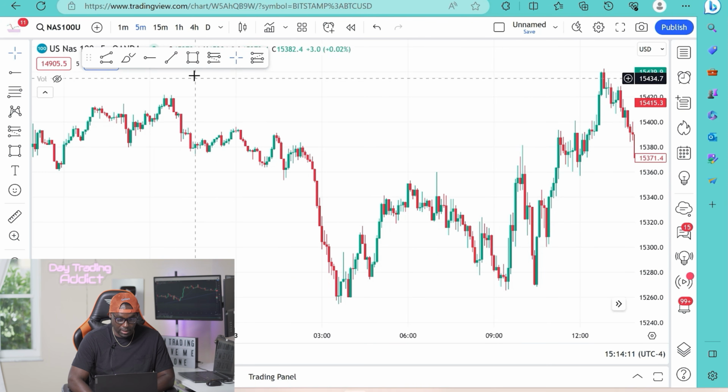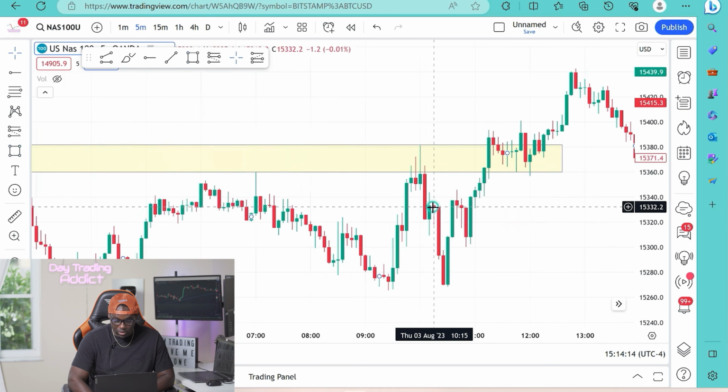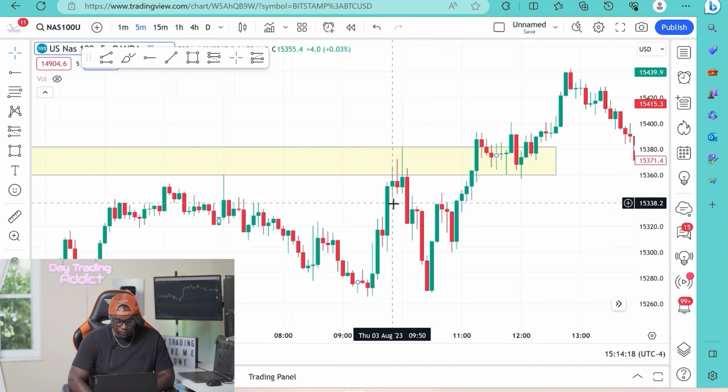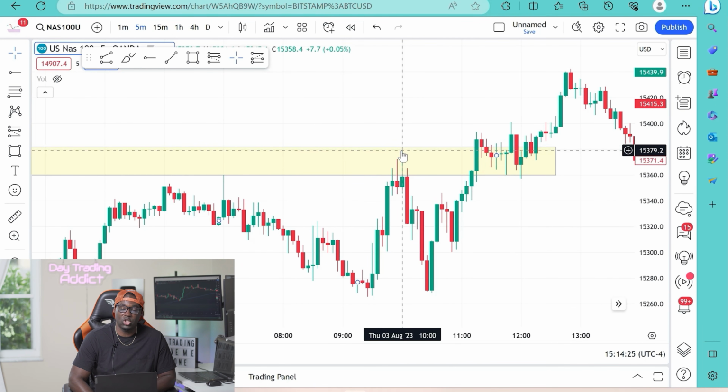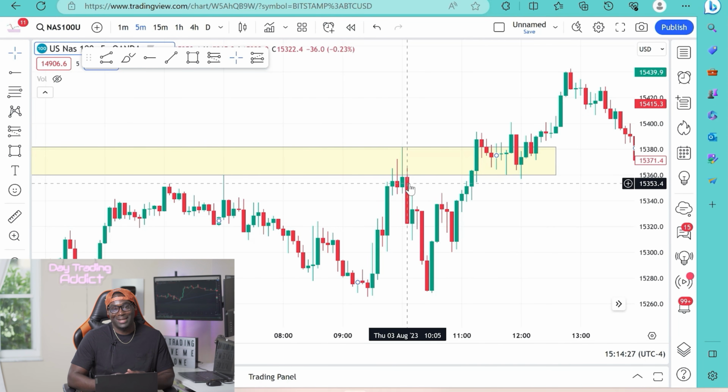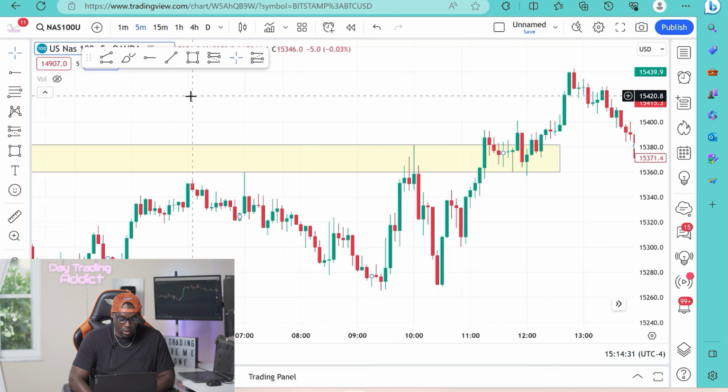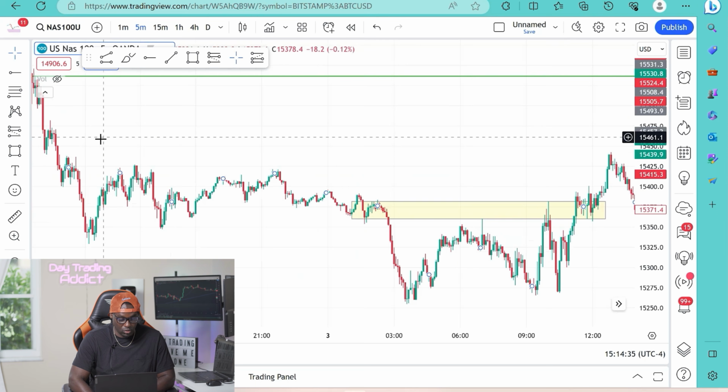Okay, so right here, guys, we have supply. Notice how it came to supply, rejection, boom, first one. Second one, rejection. Third one, 3 rejections, guys. Look how this bullish bar turned bearish. That's telling me that volume is coming in. Boom, I went short, okay? And this was a nice trade to the downside.